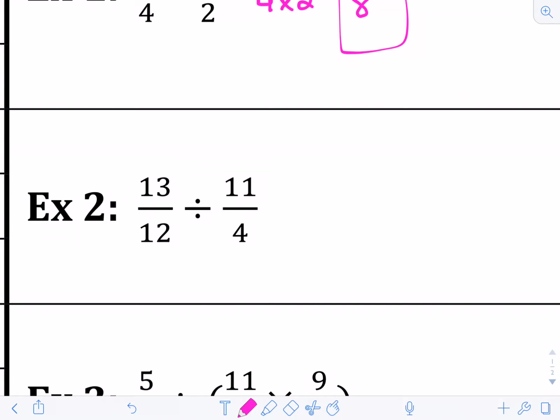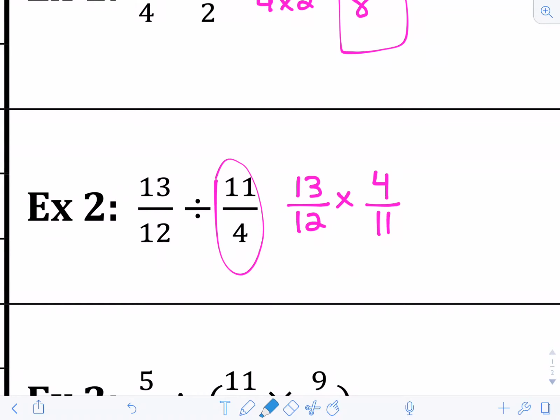All right, so now with division, I don't know if y'all know the saying or not, but my teachers always taught me, when you're dividing by fractions, don't ask why, just flip the second and multiply. So here I'm going to have 13 over 12 times, and now I'm going to flip this second one. So that's going to be 4 over 11. Now before I multiply, I'm going to see if there's anything I can reduce. All right, and so the way that you do this is you look at 13 over 12 and you look at 4 over 11.